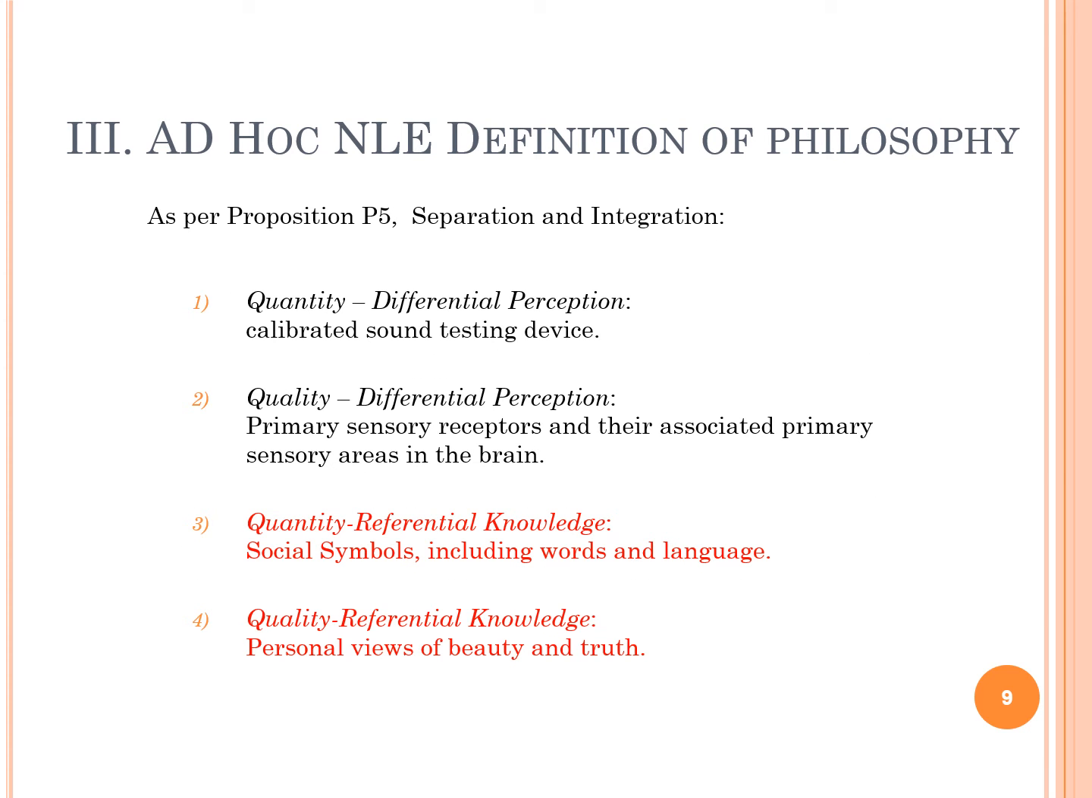So taking the concepts of quantity and quality and differential perception and referential knowledge, the ones in red I think are going to be the ones most likely to cause the highest amount of conflict. Referential is always contrasting things against themselves. So through contrasting quantity referential knowledge and quality referential knowledge, the internal belief of truth and the external truth that is seen can cause a problem.